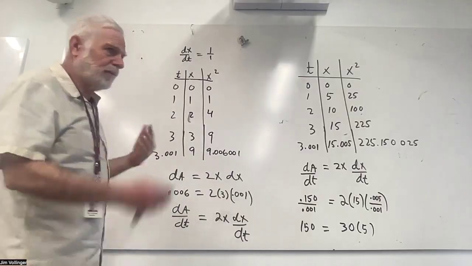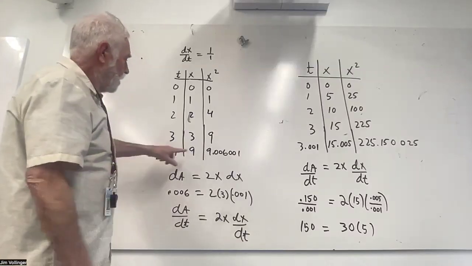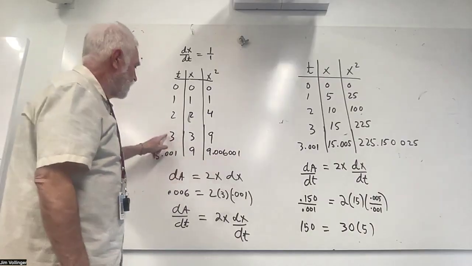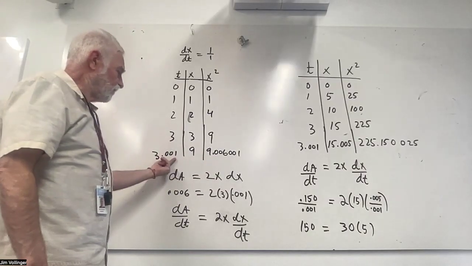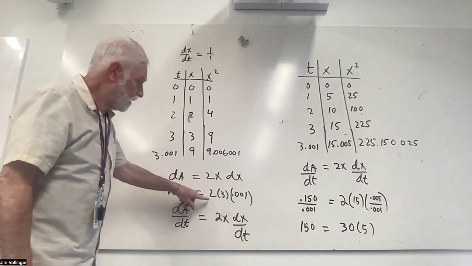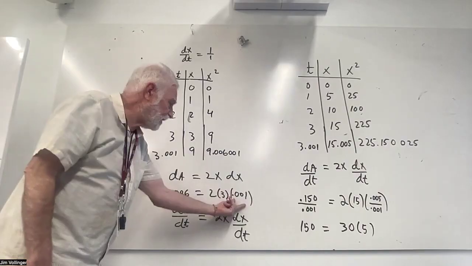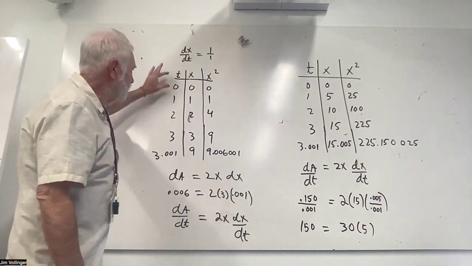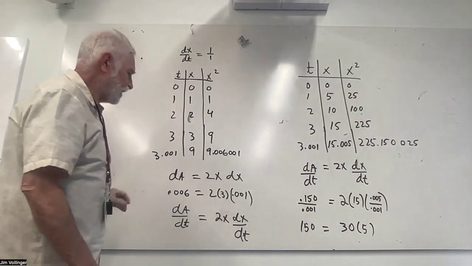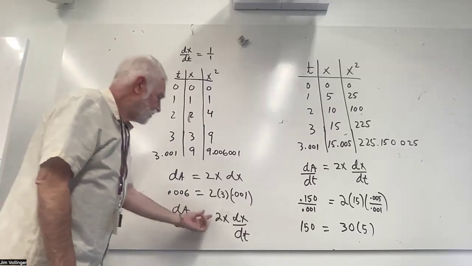And for those of us who have been working with these tables, and the student has been, we can see 9.006, 0.006 units of change when x is 3 over a very small interval. And we can see that that change in area, 0.006, can also be written as 2 times the side length times the change in the side length. And this is a 1-to-1 ratio of change. So dx dt is 1-to-1.